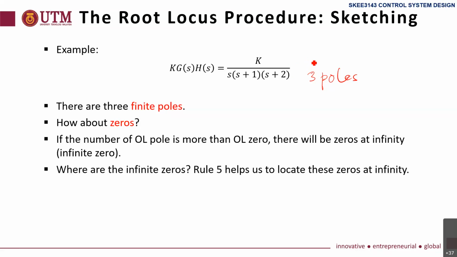No zeros, no zeros. So here there's no zero, only no gain. No zero, 3 poles, no zero.